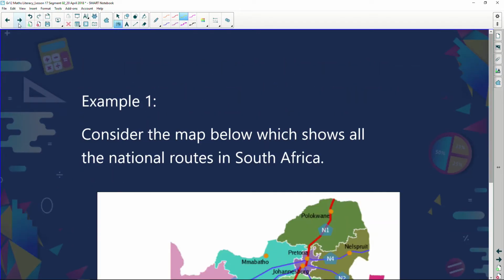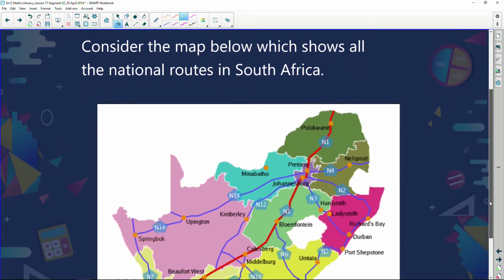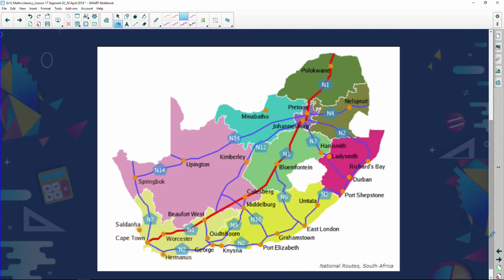Let's have a look at a national road map. So consider the map which shows all the national routes in South Africa. Okay, so here we go. We know we've got 18 national routes. This map doesn't show all of them, but it does give us a good idea on the main ones.